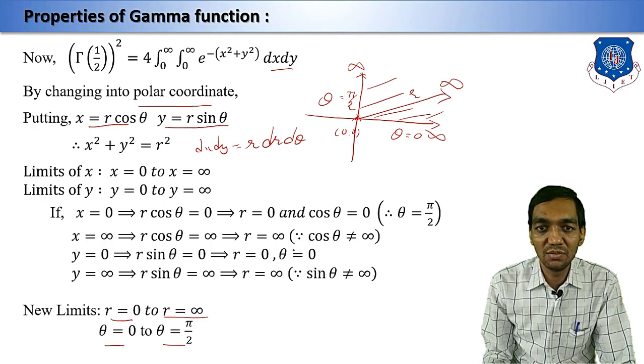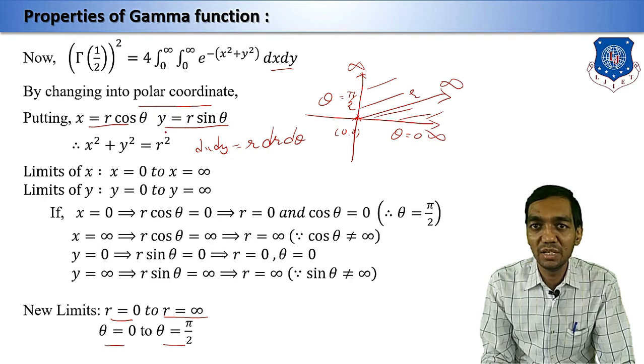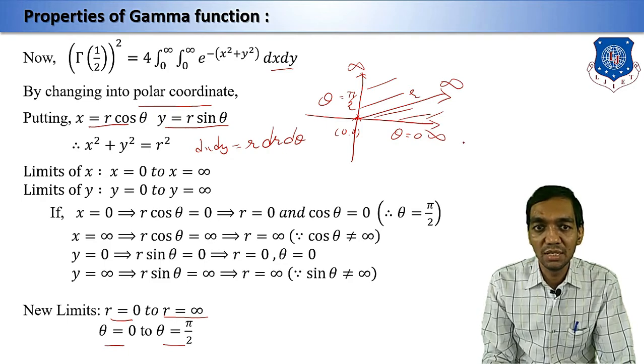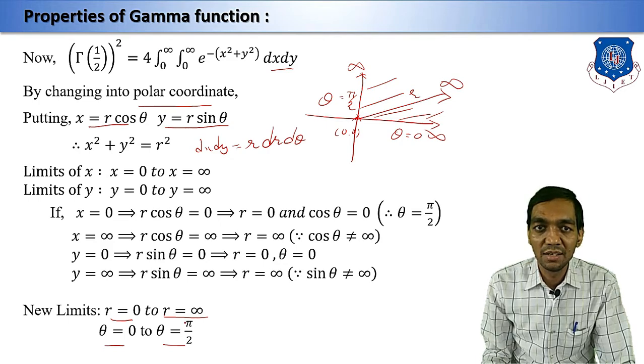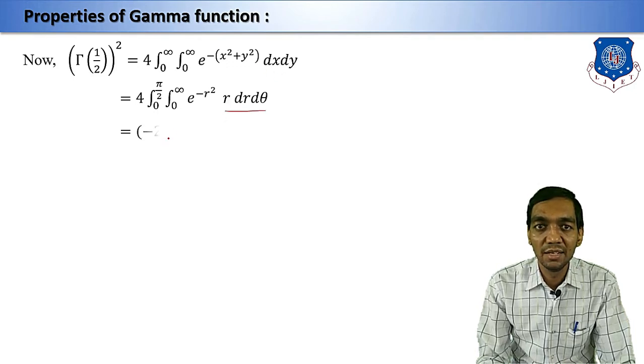This is the simple method which we have used, but if we use polar coordinates, then the simplest way to find the limits is to draw the curve. That's why we use this region to put the limits. So your double integration now reduces to the form 4 times the integral from 0 to π/2, 0 to infinity, e^(-r²), where x² + y² is replaced with r², and dx dy is replaced with r dr dθ.